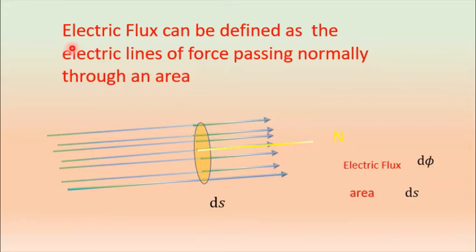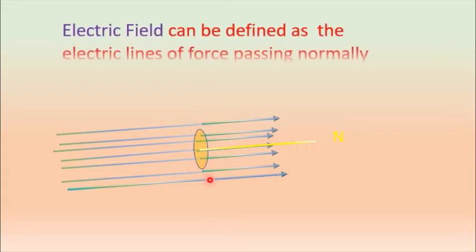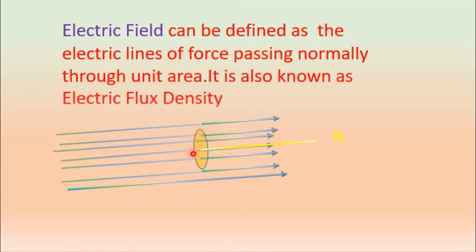Therefore, electric flux can be defined as the electric lines of force passing normally through an area. The electric flux is represented by d phi, and ds is the area of the surface. Here, the surface area is reduced to unity. You already know d phi is the flux through area ds.